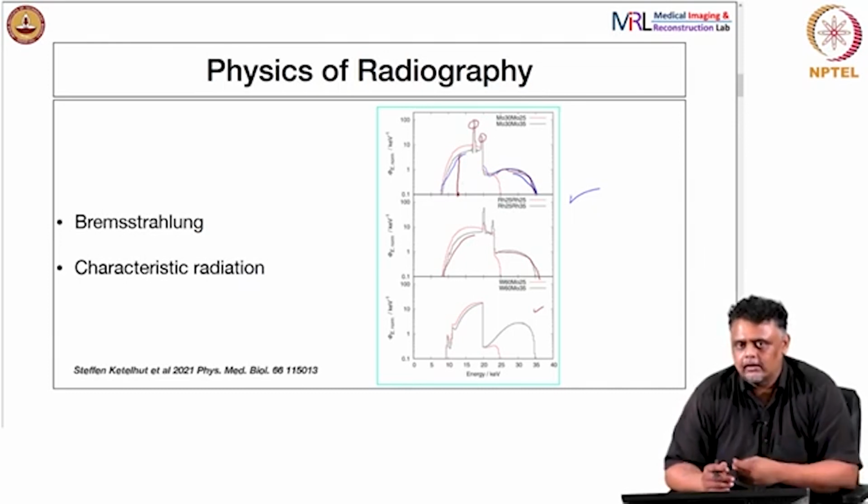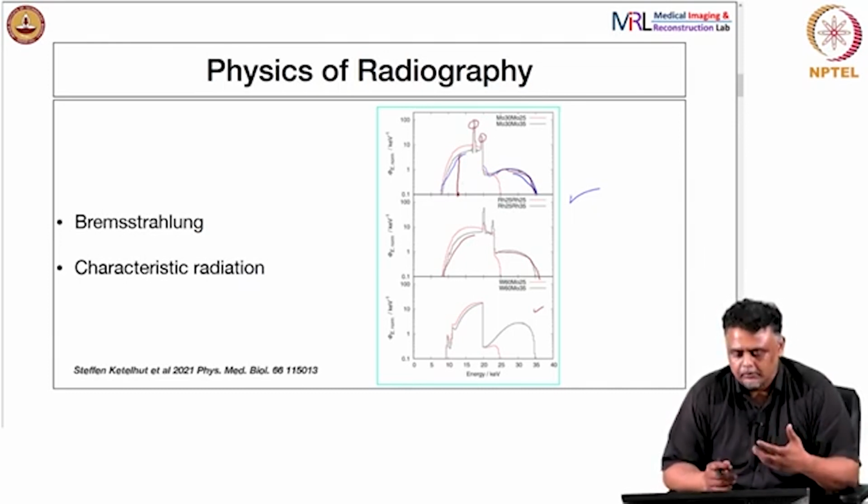We saw that by thermionic emission, electrons are emitted from the cathode, but they are accelerated by a potential difference.